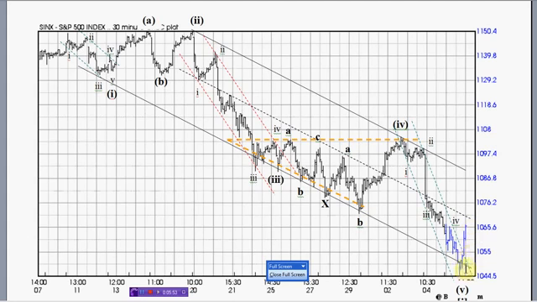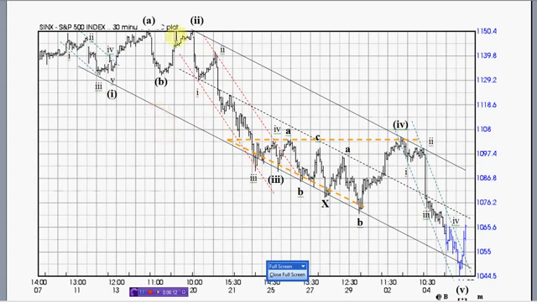One item to note is that the wave 5 terminus breaks the lower boundary of the trend channel to the same amount as the small letter 3 did, and that seems to be fairly symmetrical as well.